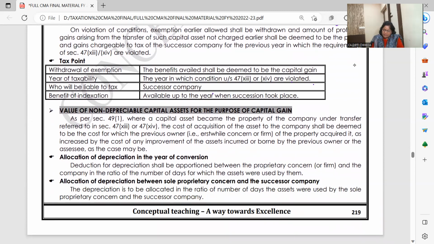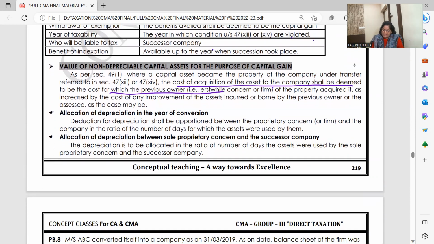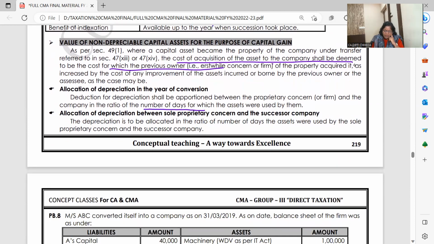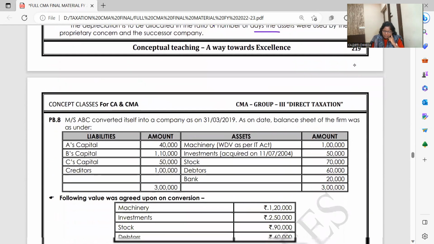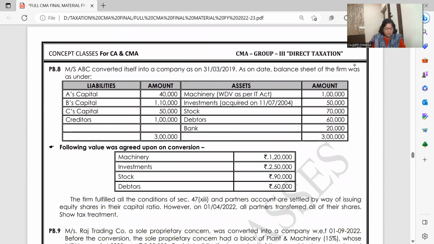Non-depreciable assets: cost of acquisition shall be deemed to be the cost of the previous owner. Land and all, take it at the book value. Okay. Depreciation: allocation of the depreciation is based on number of days. Problem number 1: allocation of depreciation between sole proprietor and company, number of days ke hisab se you will allocate. Now some very simple problems I am taking up and actually they are based on your depreciation concept.